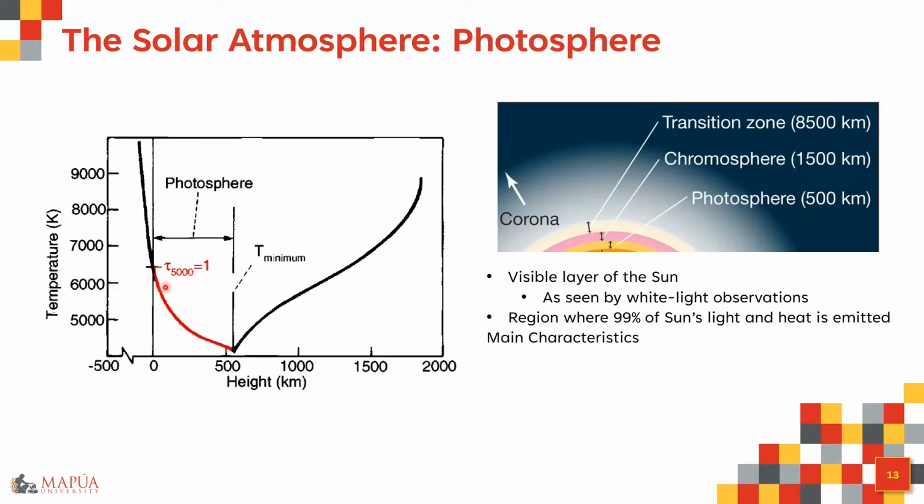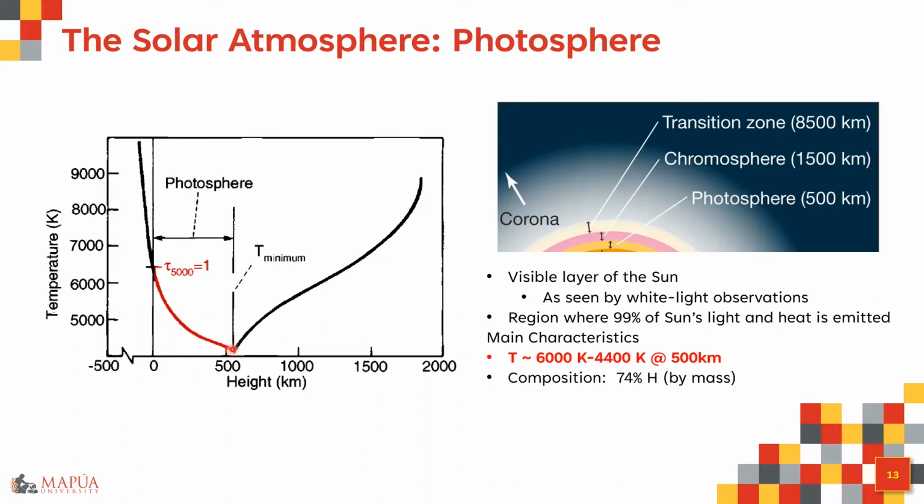Some main characteristics: it is a region where the temperature decreases to a minimum value. Typically, the temperature of the photosphere is about 6,000 Kelvin at the surface of the sun, going down to about 4,400 to 4,500 Kelvin, depending on the activity of the sun. And it has a height of about 400 to 500 kilometers above the surface of the sun.